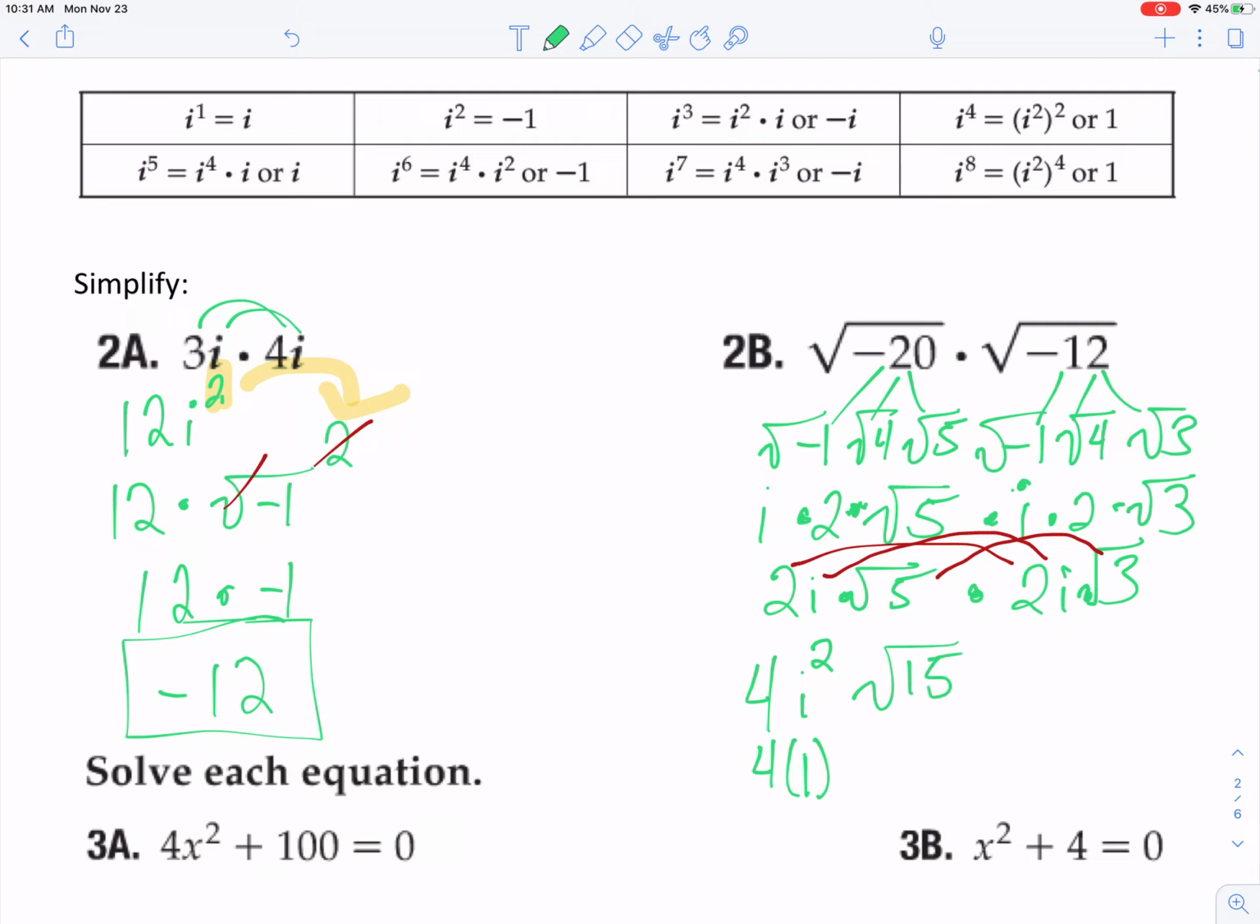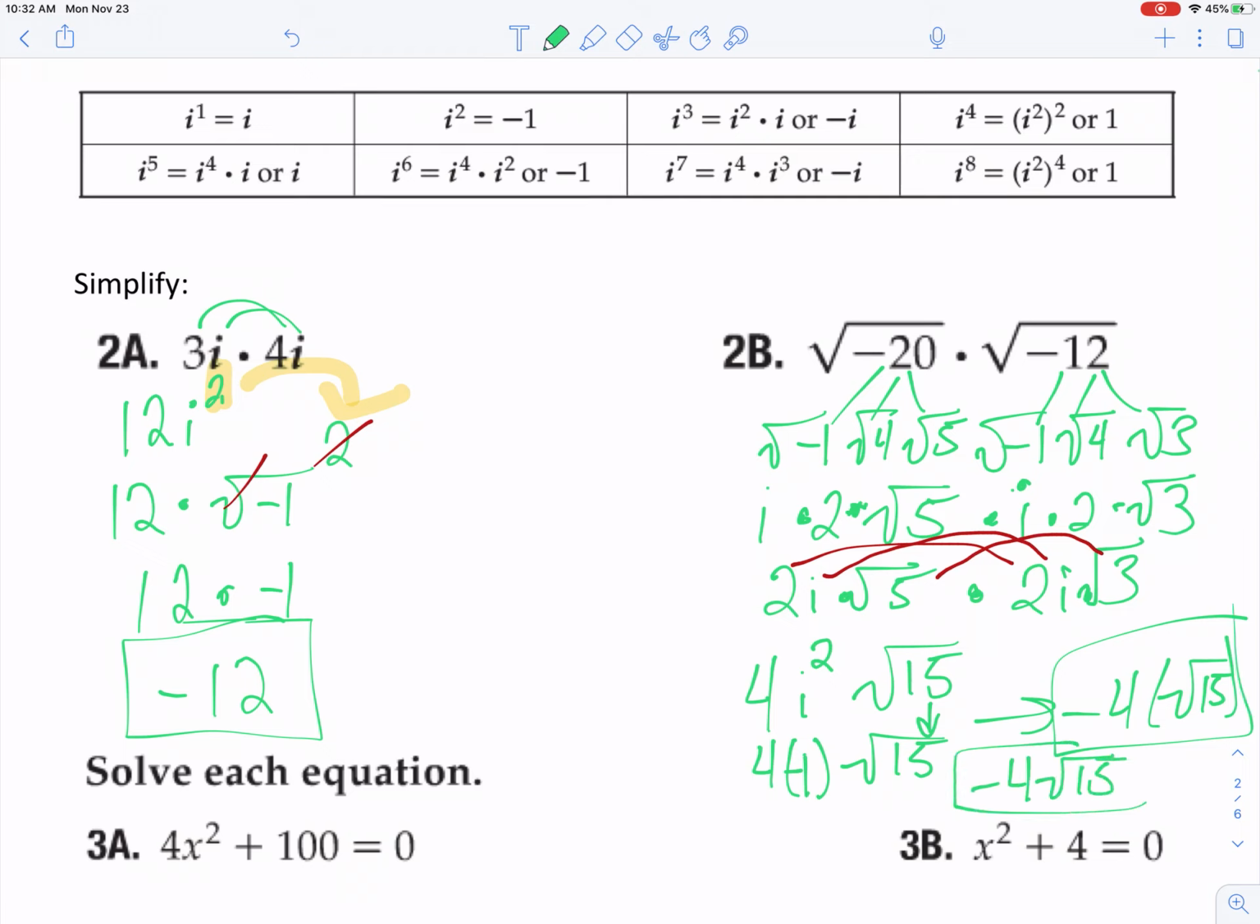So double check. 15, is that going to have any squares that I need to take out? And it doesn't look like it. So I'm just going to do square root 15. So my answer, oops, that was supposed to be a negative 1, wasn't it? My answer is negative 4 times the square root of 15. You don't actually need parentheses. There. That's really how you can write that.